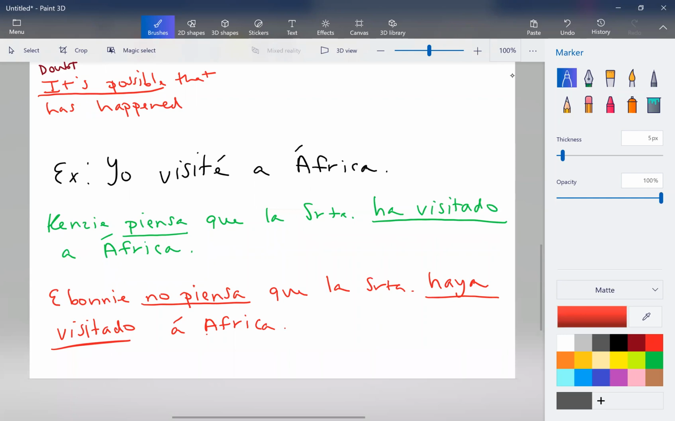Okay, so when there's doubt, our haber is in the subjunctive. And when there's no doubt, our haber is in the indicative. You following along? Maybe? Yeah. Okay, both of them say Señorita has visited Africa, but it just depends on whether we think she actually did or didn't. So I went to Morocco when I was studying abroad, but that's the furthest into Africa that I've been. So Matt, what are you eating?